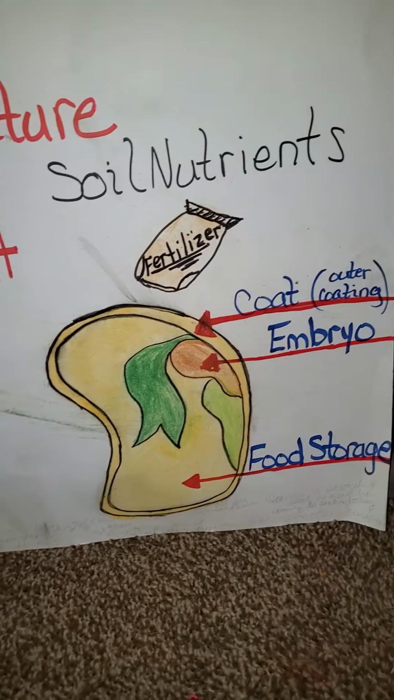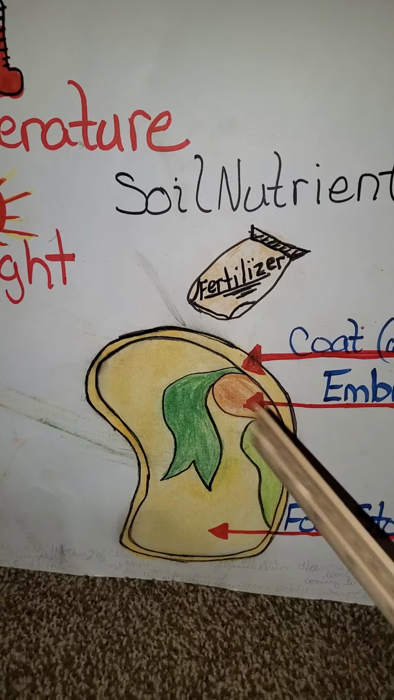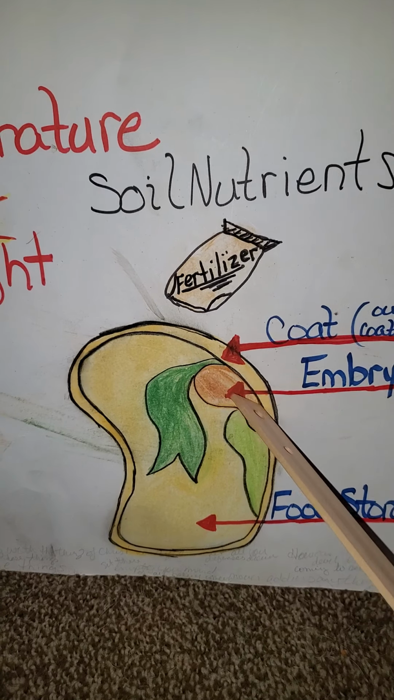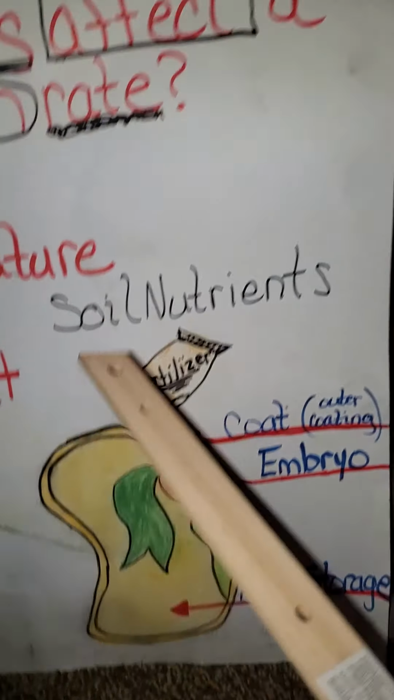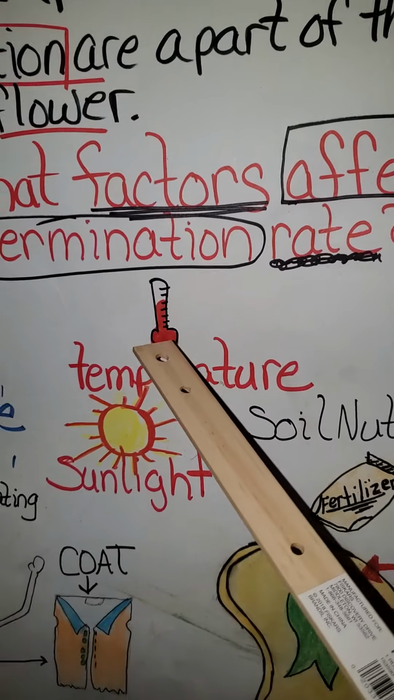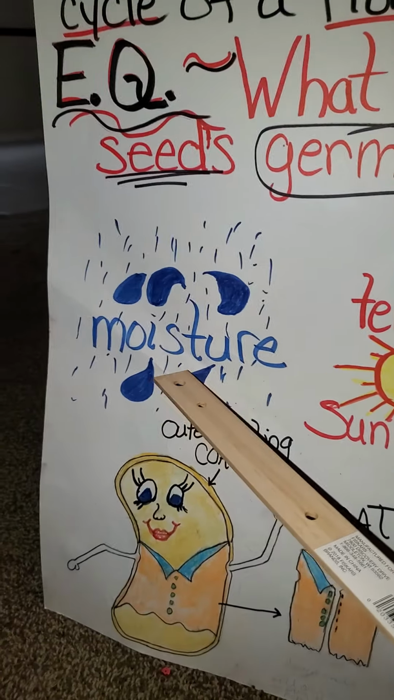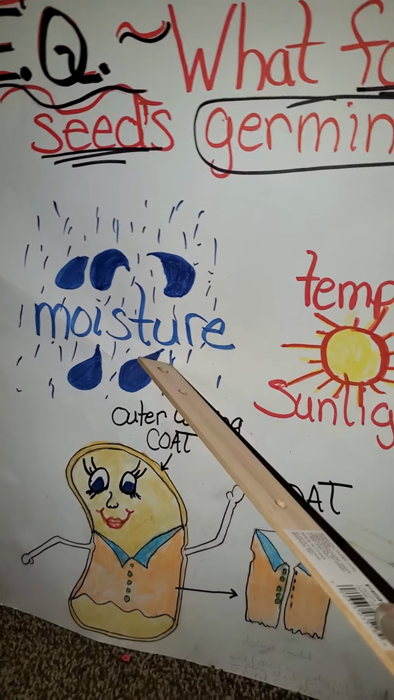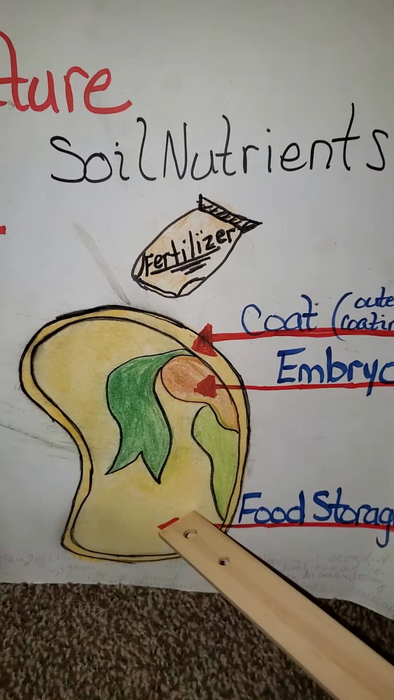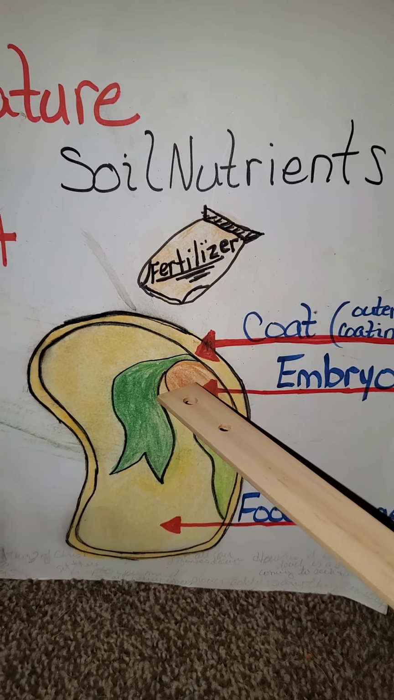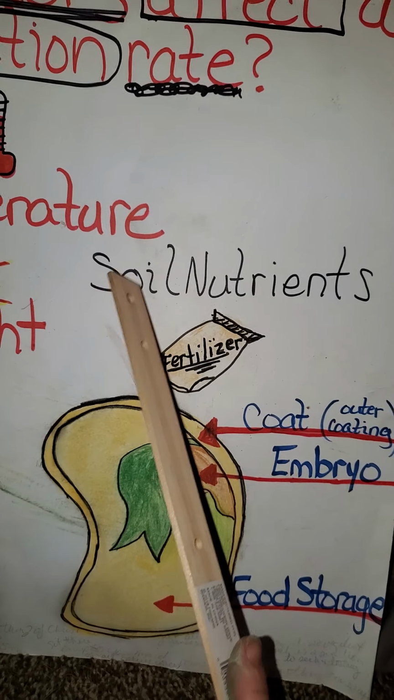Okay, so here's the seed. You have the protective outer coating, the embryo, and this is the food storage. So when the seed gets great fertilization, it's at the right temperature, and it has sunlight, and it has a lot of moisture, which is rain or water, you keep it watered, it stores up all in this food storage here. It feeds it to the embryo. Eventually that embryo starts poking out, and it starts coming to life, okay?